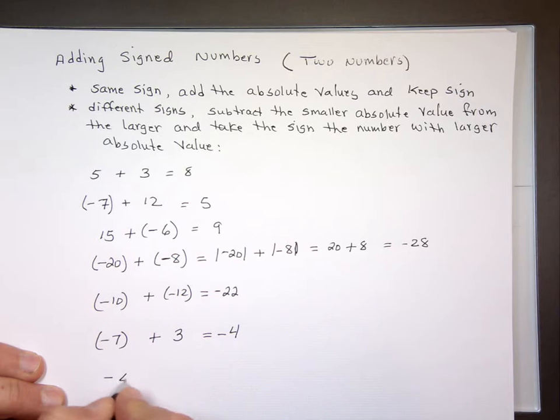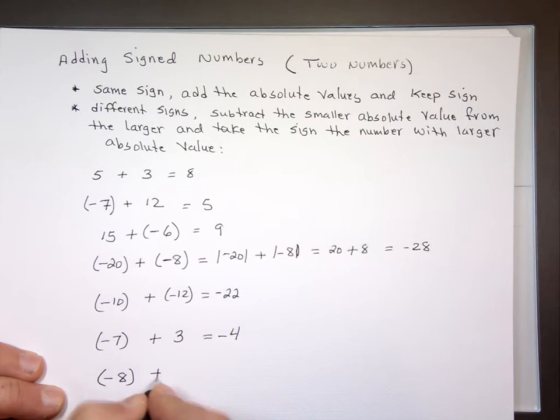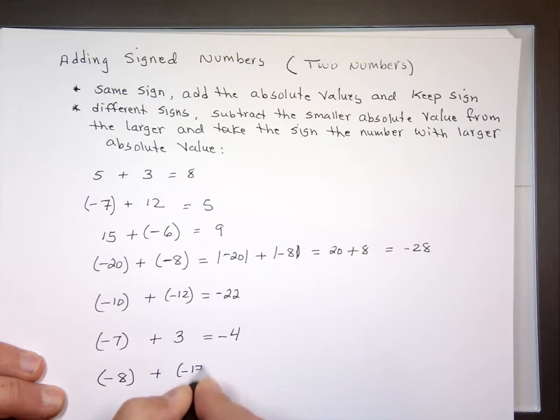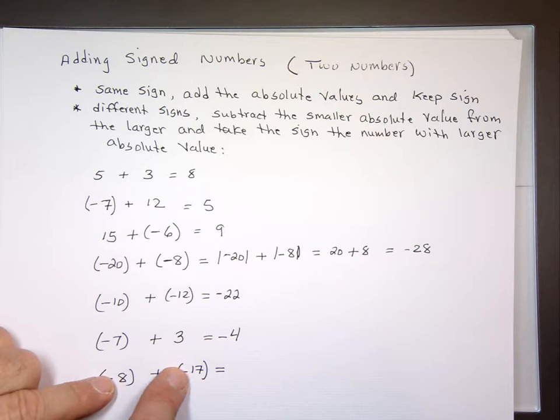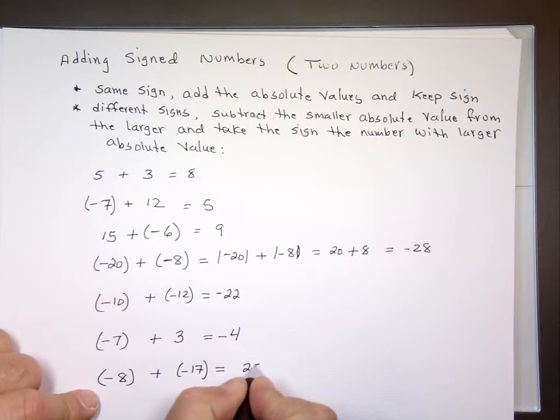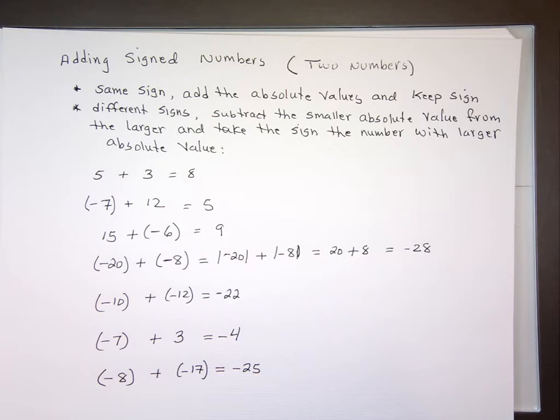What's negative 8 plus a negative 17? Same sign. What do we do? Add them and keep the sign. 8 and 17 is what? Is it 25? 25. And what's the sign here? Negative. Let's practice some more.